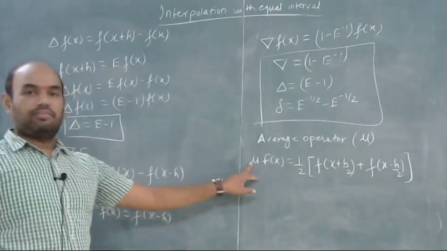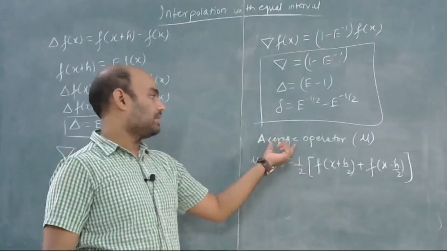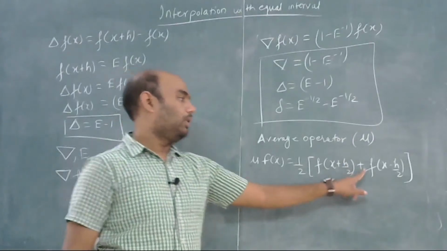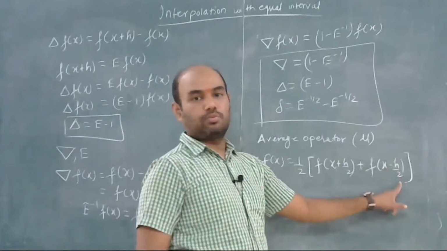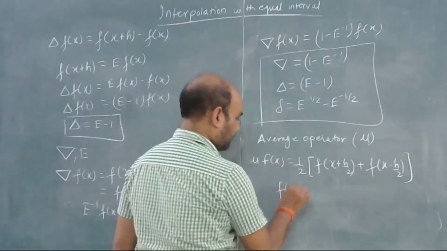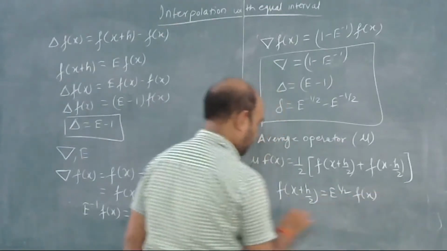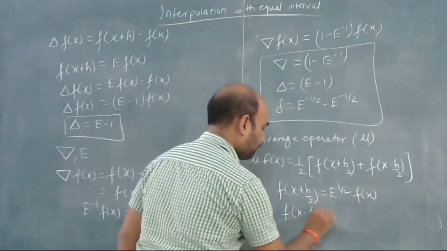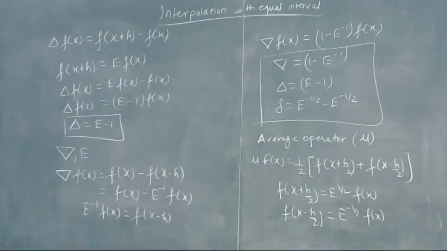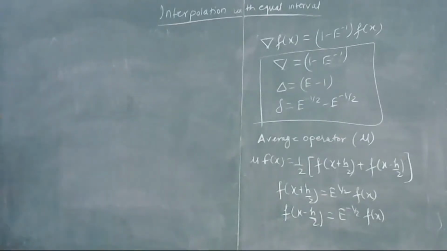Okay, so this is the average operator. The average operator μ f(x) is equal to this formula: half. So it is the average or mean. It is half f(x + h/2) plus half f(x - h/2). Also we know that f(x + h/2) is E^(1/2) f(x), and f(x - h/2) is E^(-1/2) f(x). So substitute the values of f(x + h/2) and f(x - h/2).